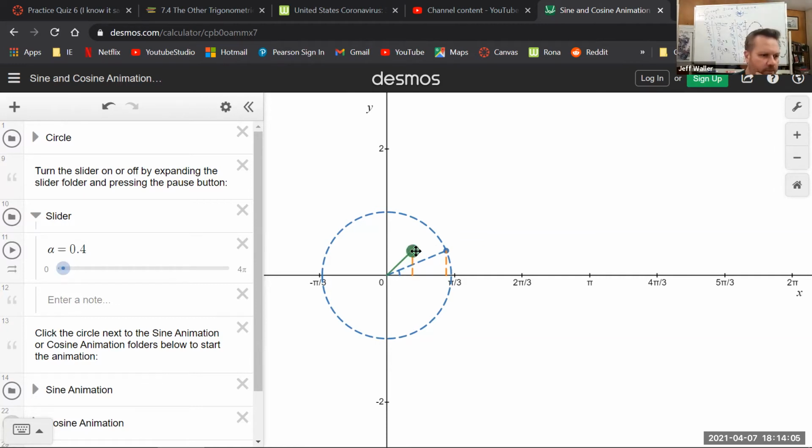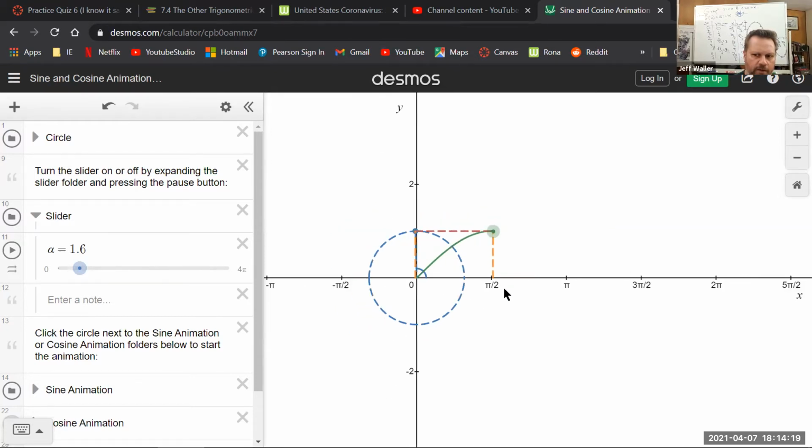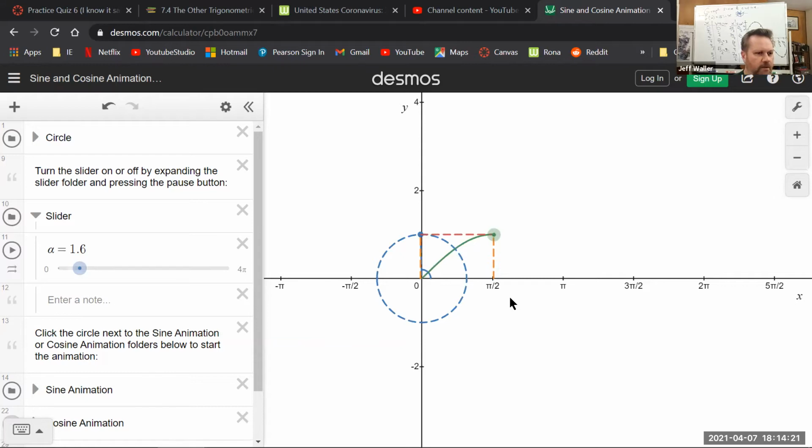Now watch. When I get up here, I should be at pi over 2, right? About right in there somewhere. Sure enough, this is pi over 2 here. Let me see if I can get that. There we go. That's pi over 2. And the output is this because that's how tall this thing is. It's at 1 now. This is kind of nice.